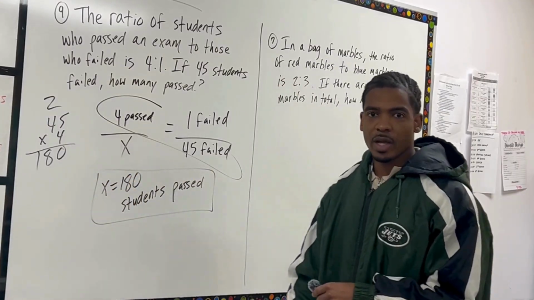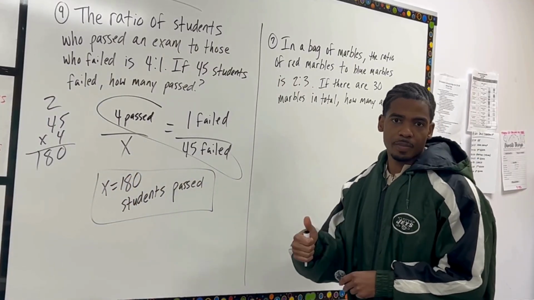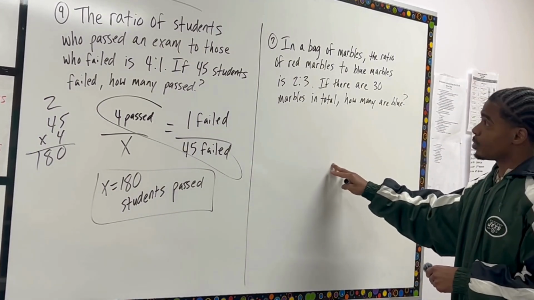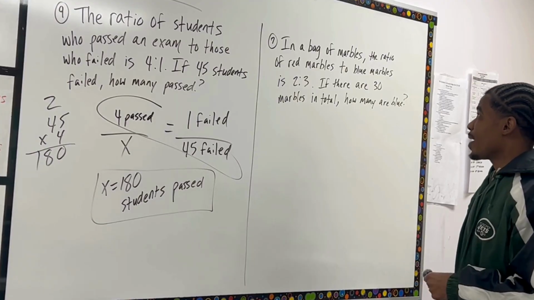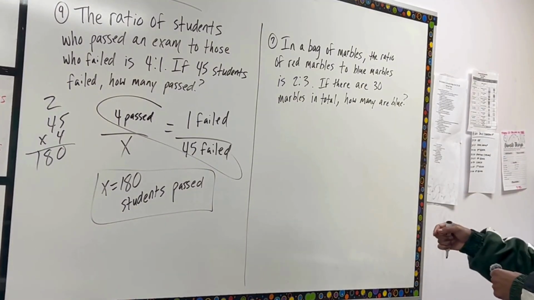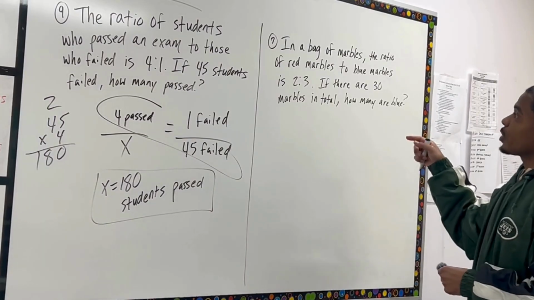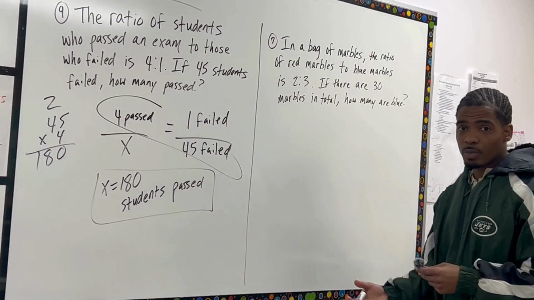Not bad. How we feel about that? Pretty good? Okay, now for number 7. It says in a bag of marbles, the ratio of red marbles to blue marbles is 2 to 3. If there are 30 marbles in total, how many are blue?